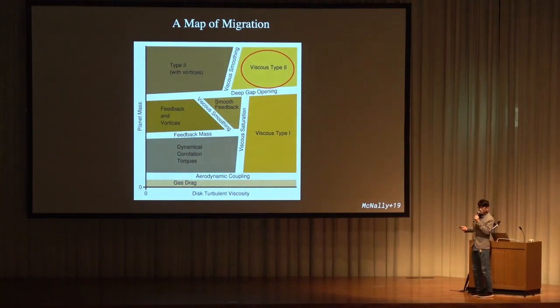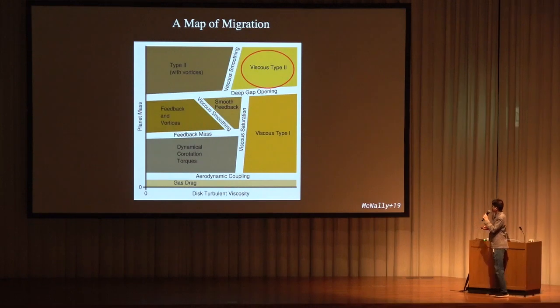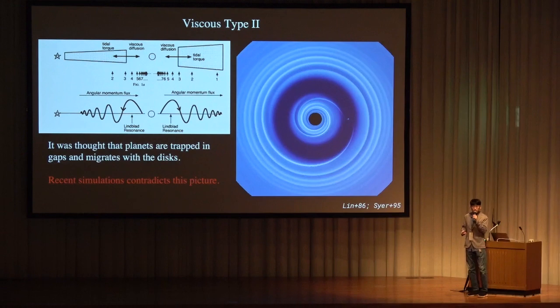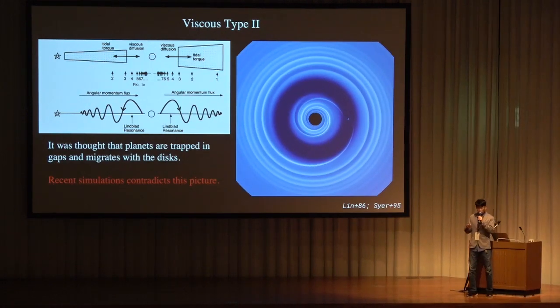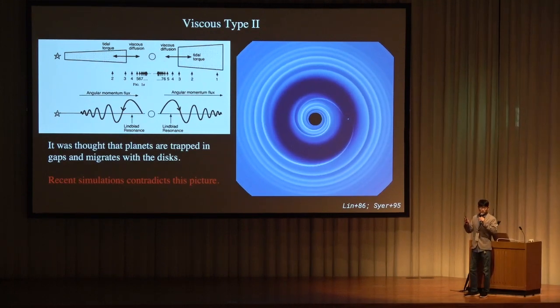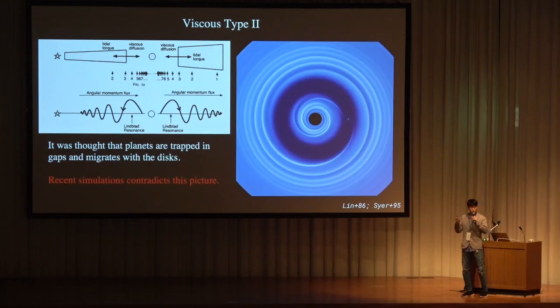And then moving along, we push the planet mass up. We go to viscous type 2. Viscous type 2 is when the planet starts opening a gap. And in the past, the idea was that the planet opens a gap that is virtually empty. Because the gravitational interaction between the planet and the disk is repulsive in this case, the planet is basically trapped, sandwiched between the two disks. It can't really move unless the disk moves. And the disk does move because of viscous evolution. So the planet is pushed in as the disk itself flows inward.